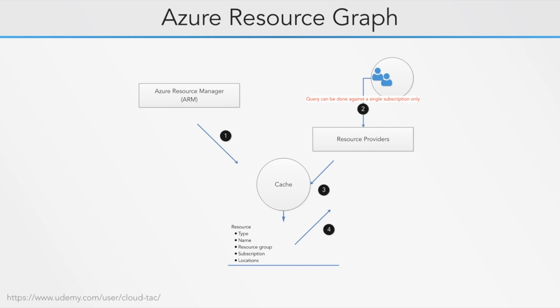Traditionally, Azure Resource Manager sends data to a cache that exposes some information about the resource, such as resource name, ID, type, resource group, subscriptions, and location. Normally, we make calls to each resource provider and request information for each resource. This requires multiple calls and complex scripts to handle the operation.